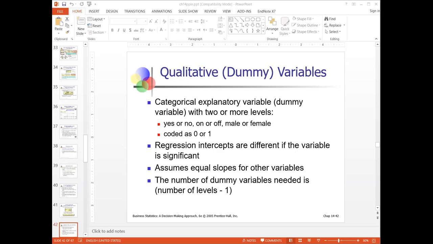The number of dummy variables needed is the number of levels minus one. The dummy variable will change the intercept value, so there will be new lines, but here we also assume that the dummy variable is not changing the slope for other variables, that's why the slopes are equal. And how many dummy variables do we add? We add the number of levels minus one.